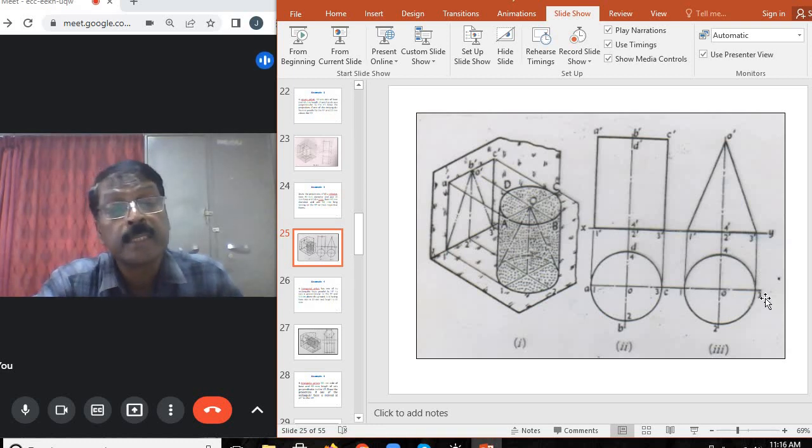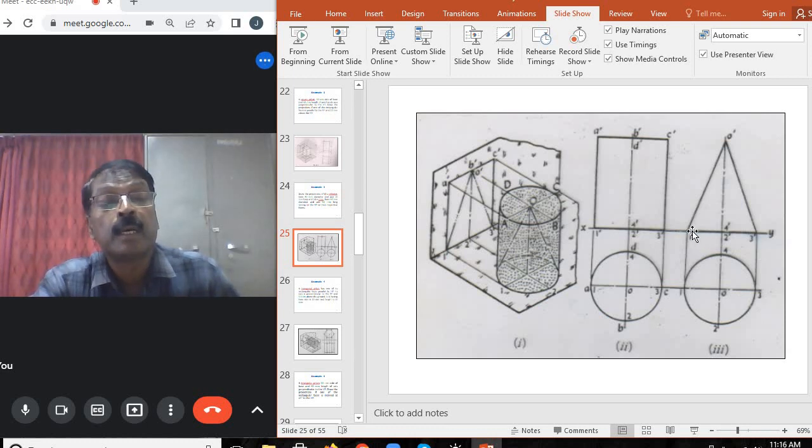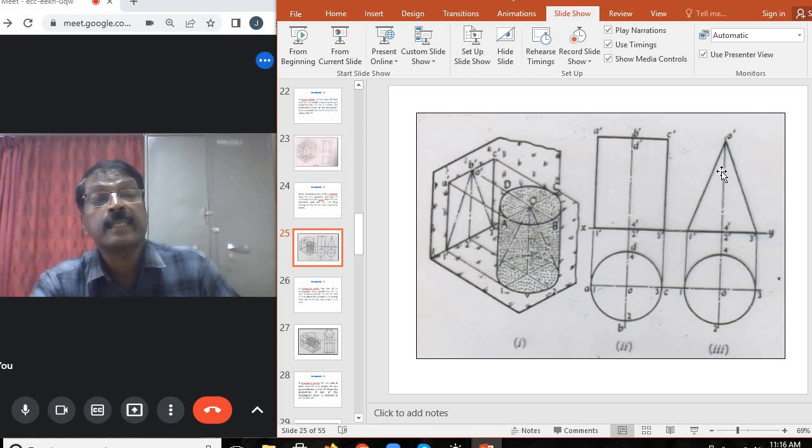Now the horizontal diameter 1 3 can be projected upwards along the line XY to get the base in front view. Now project the axis for the given height of 60 millimeter, then join the vertex O dash with 1 dash and 3 dash. Now the cone looks like a triangle in the front view.